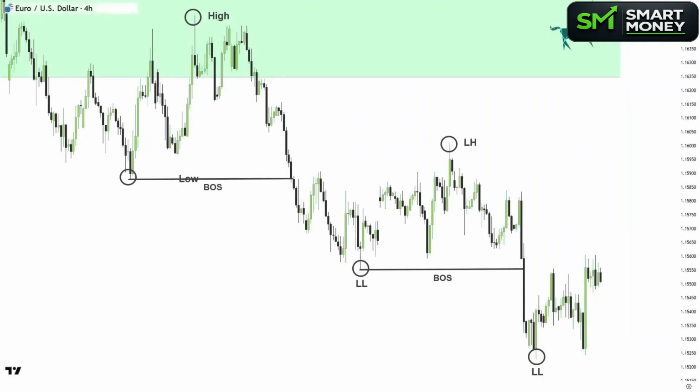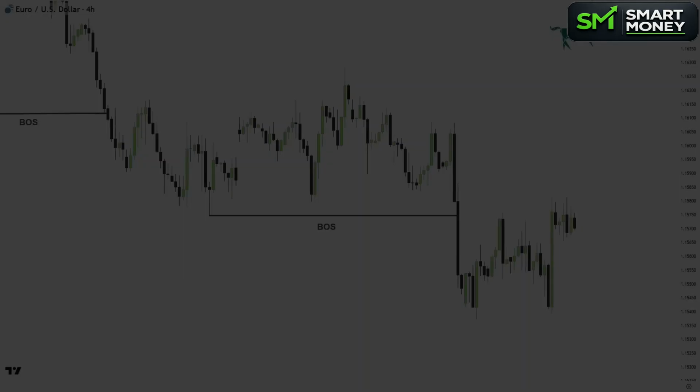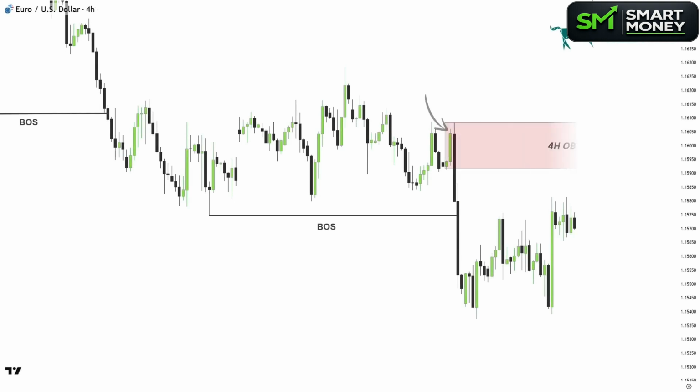For example, on this 4-hour Eurodollar chart, the most recent bearish BOS is located right here. At the origin of the bearish move that caused this break of structure, we also have a strong inefficiency. This gives us an order block. A bearish order block is the last up-close candle, or series of up-close candles, formed before a strong bearish move that causes a break of structure. So here, I'm going to highlight these two up-close candles as my order block.